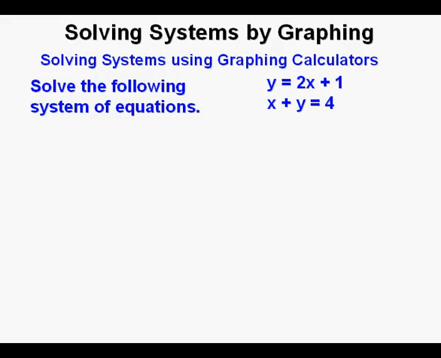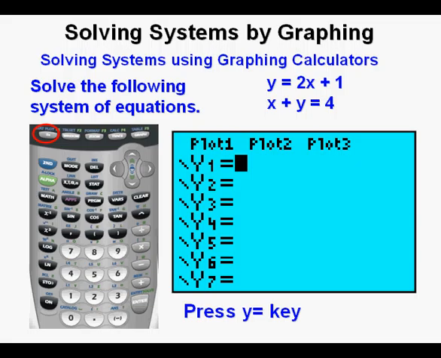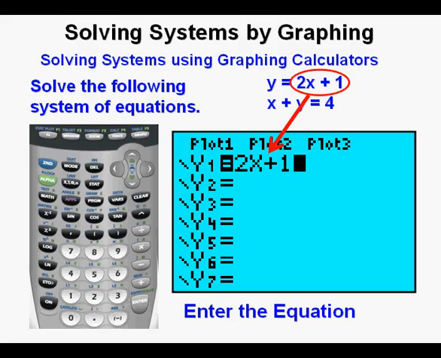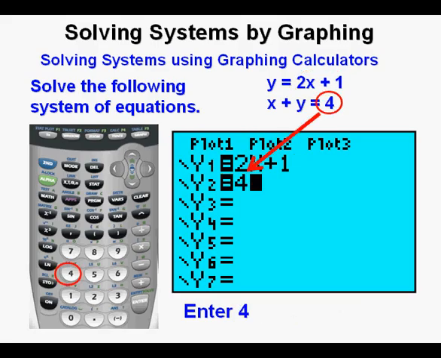We first access the function editor of the graphing calculator by pressing the Y= key at the upper left of the keypad. We then enter the first equation, y equals 2x plus 1. Then we enter the next equation, and we start by entering a 4. And then we have to finish entering the equation, and to do that we have to solve for y. So we subtract x from 4, which is really subtracting x from both sides of the equation to get y by itself in slope-intercept form.